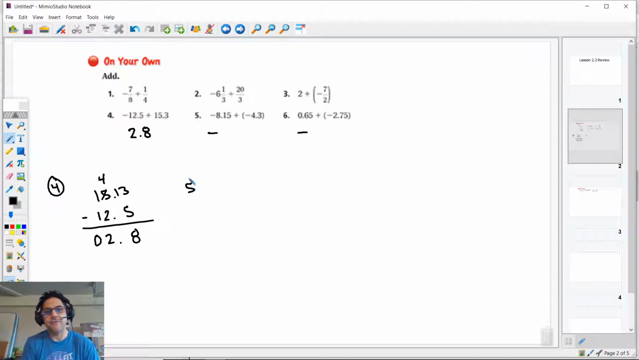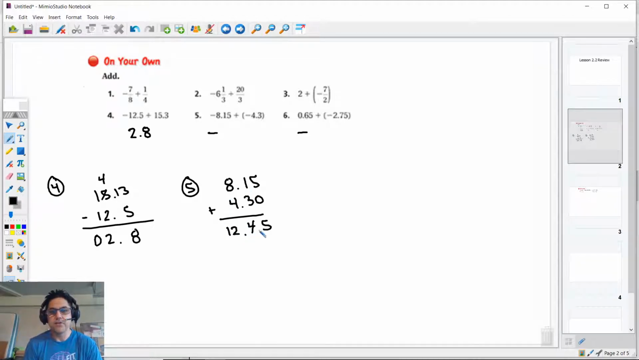Number 5, we already know that's going to be negative because when I add the two negatives together, it stays negative. I'm going to go ahead and line it up as 4.30. So when I add them, I get a 5, a 4, a 12. 12.45 with a negative sign.